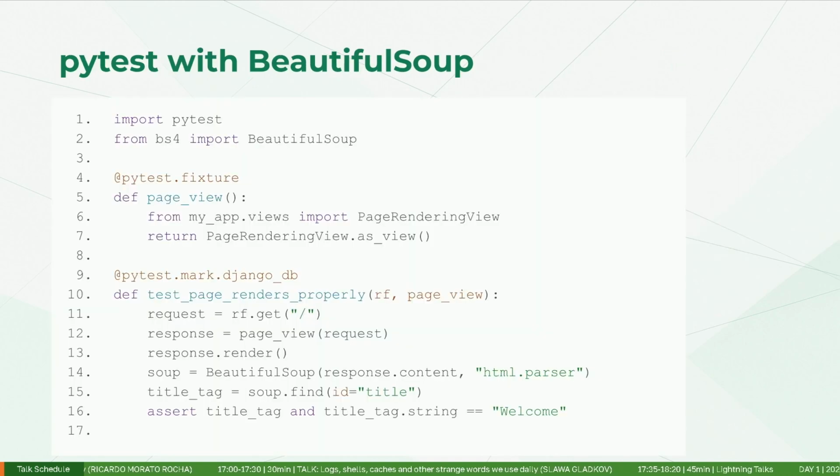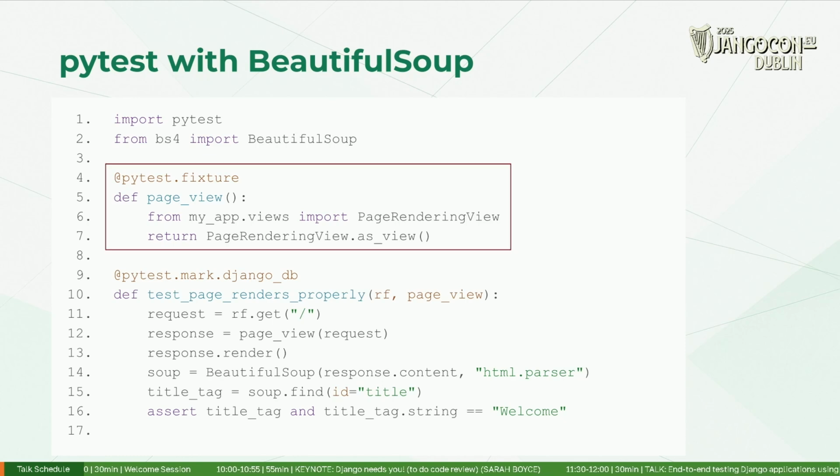Let's use Pytest to check if a web page renders correctly. I prefer to use Beautiful Soup for comparing rendered HTML over raw string comparison because it ignores spaces between tags and the order of attributes. This makes testing of the content of HTTP responses less flaky.